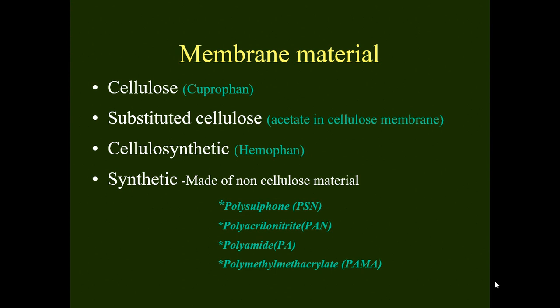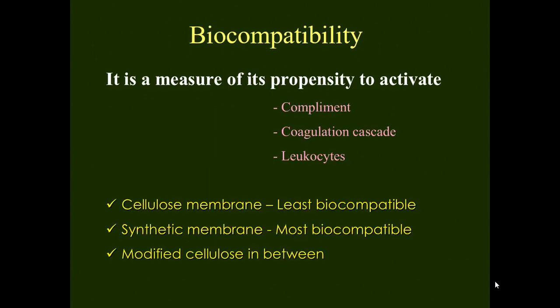Now coming to the membrane material, it can be a cellulose material, substituted cellulose, or a cellulose synthetic, but none of them are in clinical use as of now. What we have are the synthetic membranes. Most of the membranes you are using for a hemodialysis filter are polysulfone filters, and the ones which you are using for a CRRT are polyacrylonitrile filters, right? They can be polyamide also, or polymethyl methacrylate filters also.